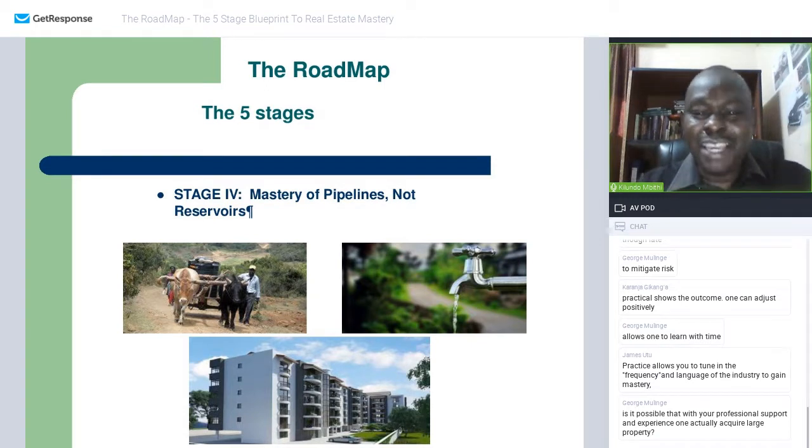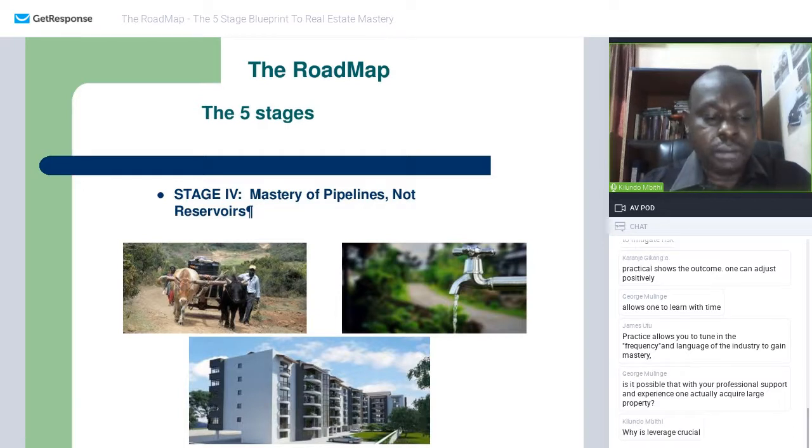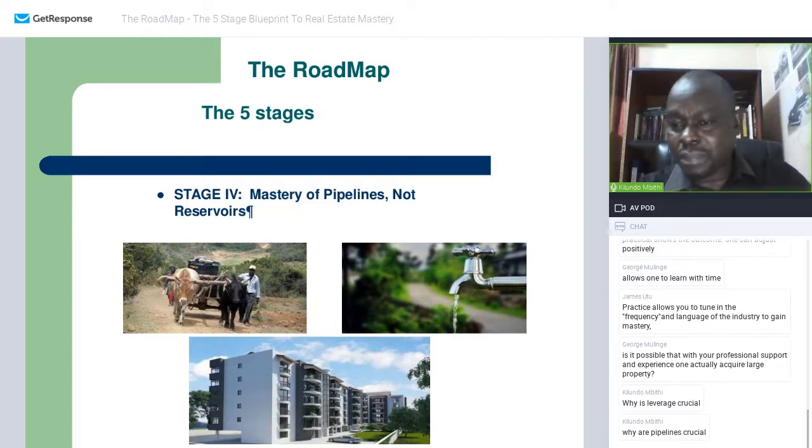Okay, guys, let me hear what you're learning from the third and the fourth stages. That is leverage. Why is leverage crucial? And why are pipelines crucial? I want to know whether you guys are benefiting from this, whether you're connecting the dots. Steve Jobs said you can only connect the dots backwards. That's why we are using the backward thinking method to connect the dots backwards.